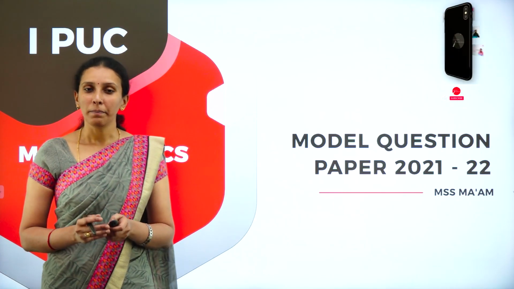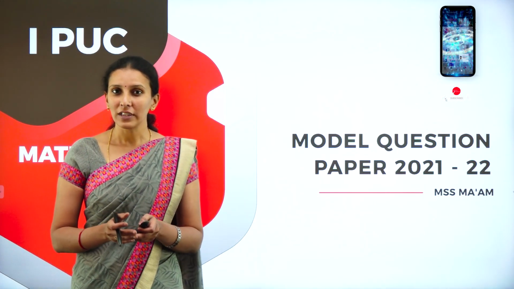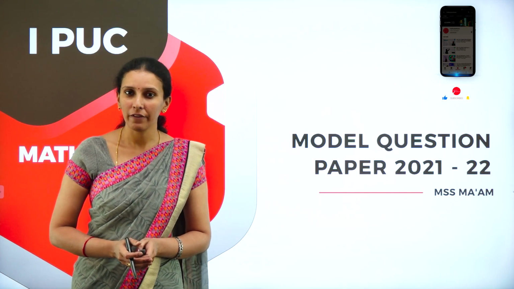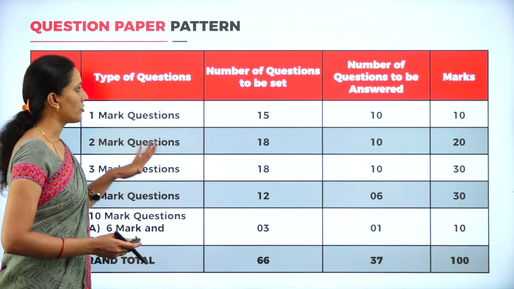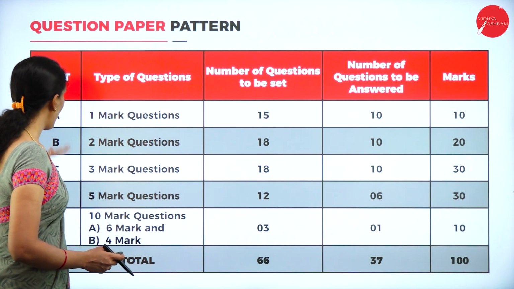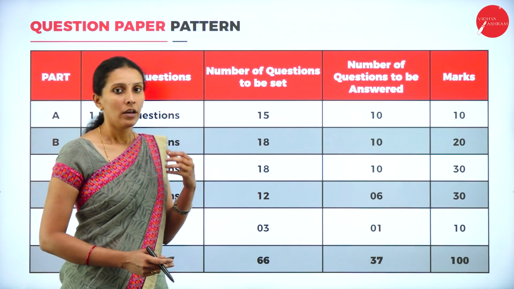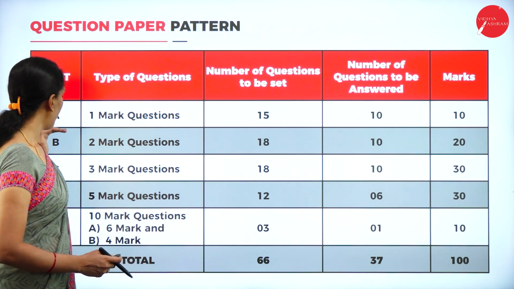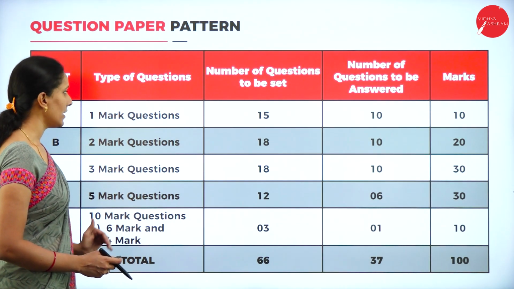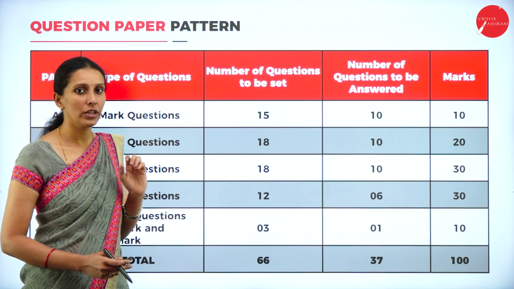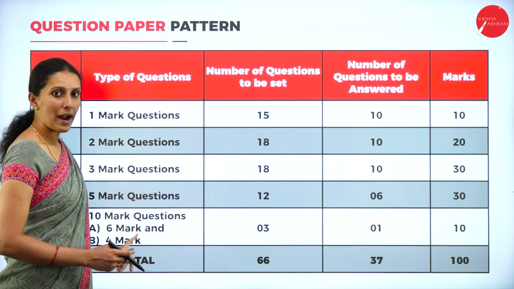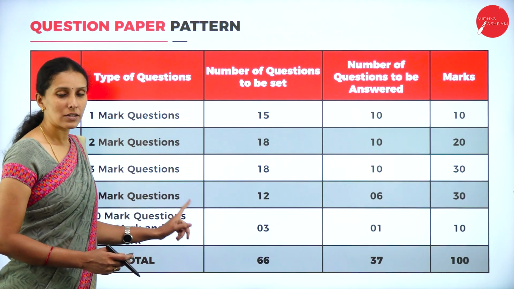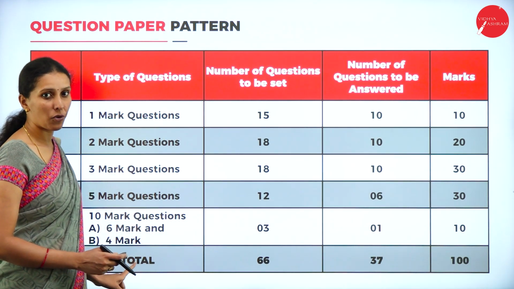So let's see the pattern of question paper for this academic year 2021-22. So this year, the question paper pattern will contain 5 sections as you know already. So it contains part A, part B, part C, part D, part E. And what are the types of question they will ask you? 1 mark, 2 marks, 3 marks and 5 marks. And in part E, there will be 10 marks question in the form of 6 plus 4 pattern.